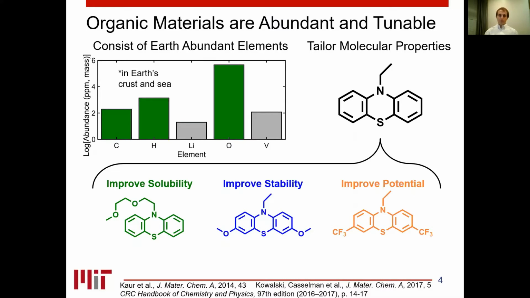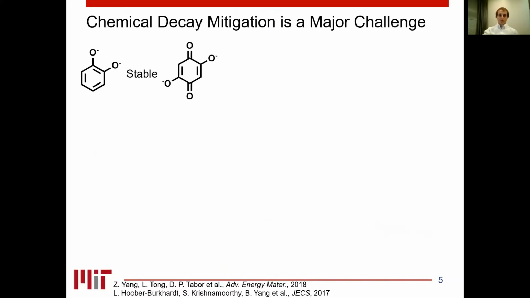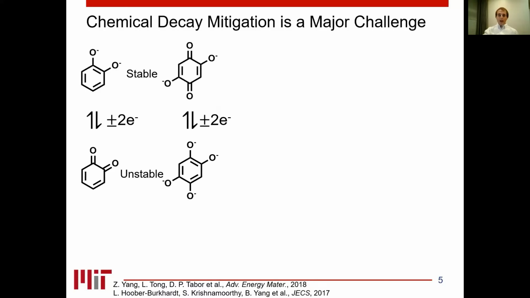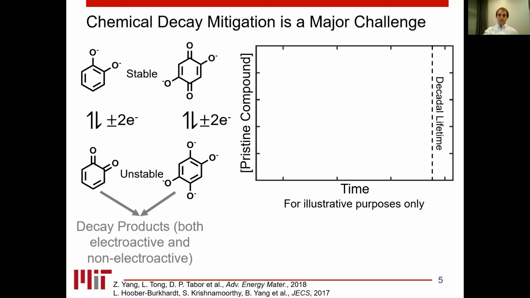Now, this overall tunability makes organics very attractive, but a problem plagues them, that being that these organics typically decompose when they are cycled in a battery electrolyte. The way in which this occurs is that organics are originally isolated in a chemically stable form. Now, when this form is cycled in a battery electrolyte, an unstable form is accessed, which then decomposes into a variety of both electroactive and non-electroactive products. This limits the lifetime of these devices.